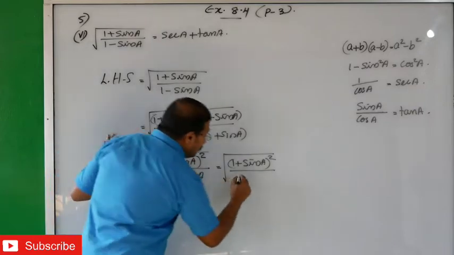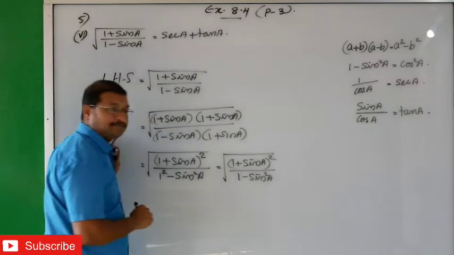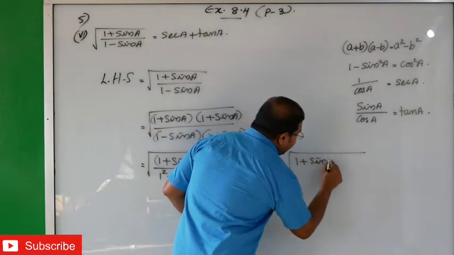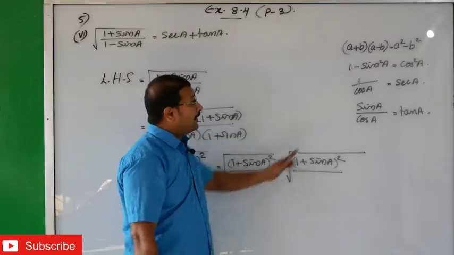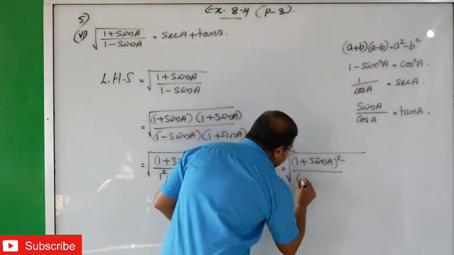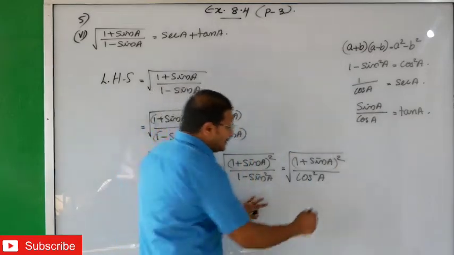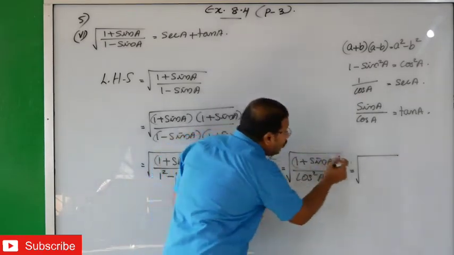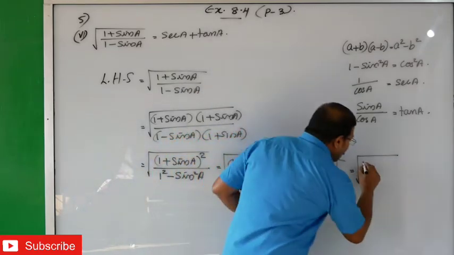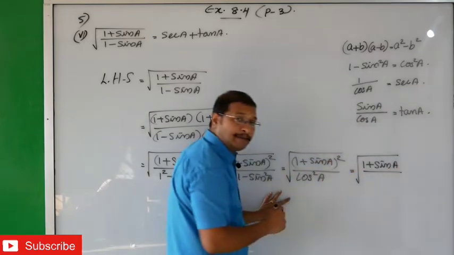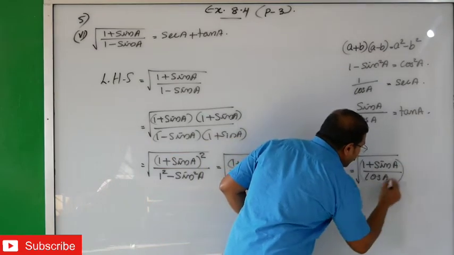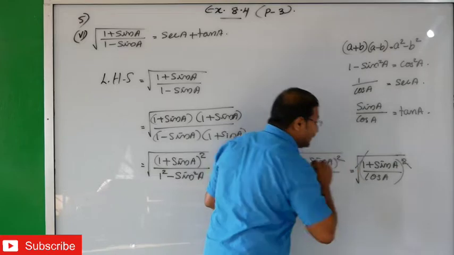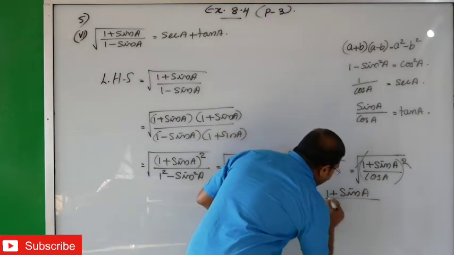divided by 1 minus sin square A. What will you do now? Yes, square root of (1 plus sin A) the whole square divided by 1 minus sin square A, and 1 minus sin square A is cos square A. Now numerator and denominator both have a square, so we take that square common, so that we can cancel it with the root. That means 1 plus sin A divided by cos A the whole square. Now square and root will cancel: 1 plus sin A divided by cos A.